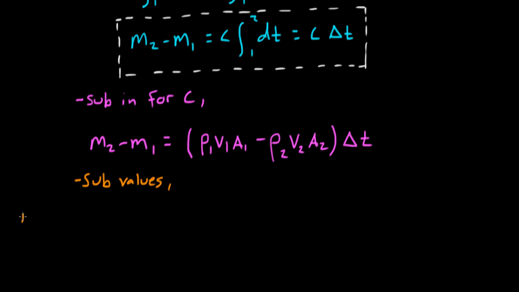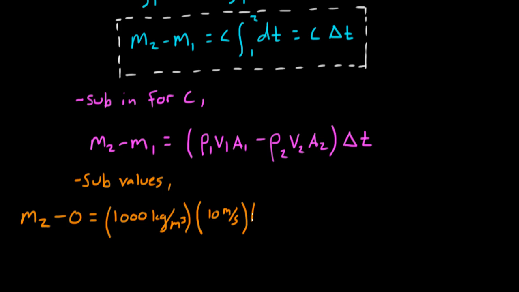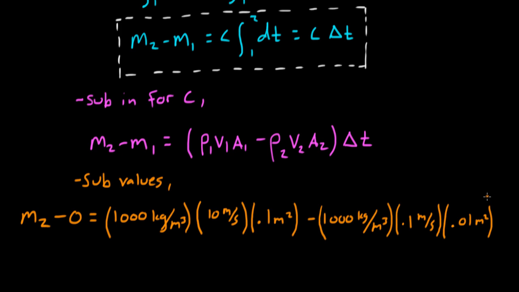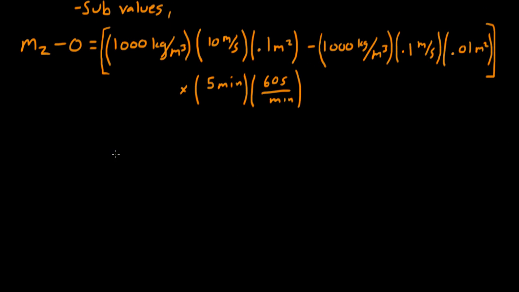Substituting values, we see that the final mass minus 0 is equal to 1,000 kilograms per meter cubed times 10 meters per second times 0.1 meters squared minus 1,000 kilograms per meter cubed times 0.1 meters per second times 0.1 meters squared. All of this times 5 minutes. We convert the minutes into seconds using 60 seconds per minute. The result is that the final mass of water in the tank is about 3 million kilograms.